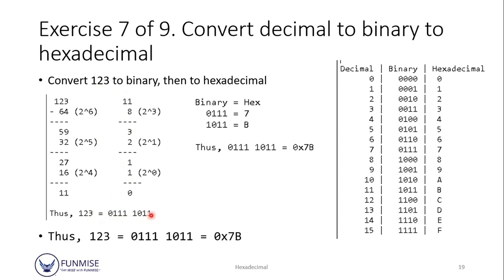0111 1011 in binary. Now we have this handy table over here that translates binary to hexadecimal directly. We can see this binary 0111 is 7, and also this binary 1011 is B. Thus, this binary equals 0x7B, and thus this decimal 123 equals 0111 1011 in binary, which equals 7B hexadecimal. Alrighty, wonderful. I think this is a really great exercise to help reinforce your binary to decimal to hexadecimal.